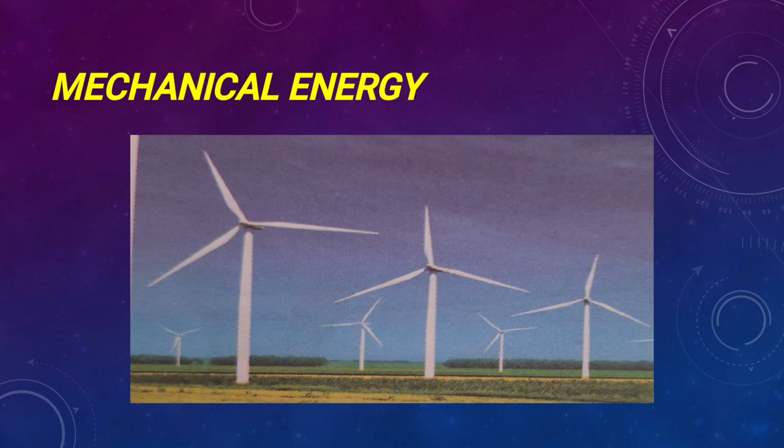Another example is a windmill. We all know a windmill converts wind energy into kinetic energy, as wind is blowing air or moving air. So the moving air consists of kinetic energy, and that kinetic energy is used to rotate the turbines of this windmill. Then this energy is converted into some other form of energy. So this energy is known as mechanical energy. Later we will discuss the conversion or interconversion of energy in this video.